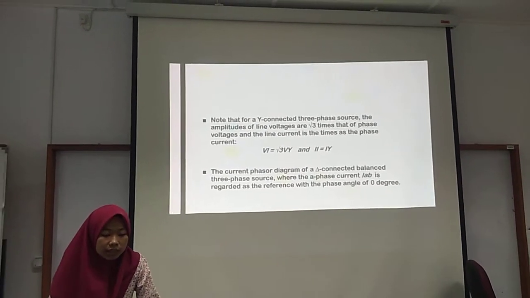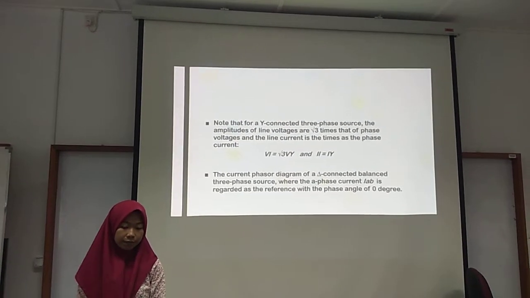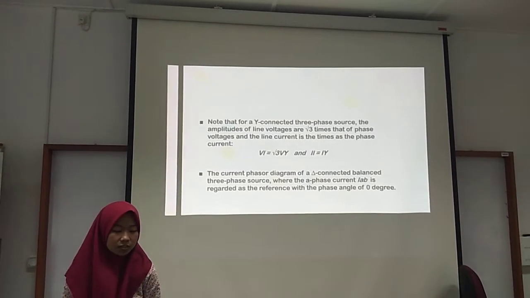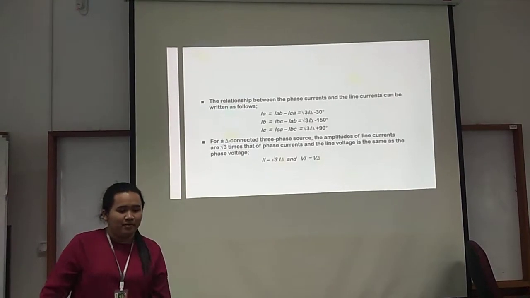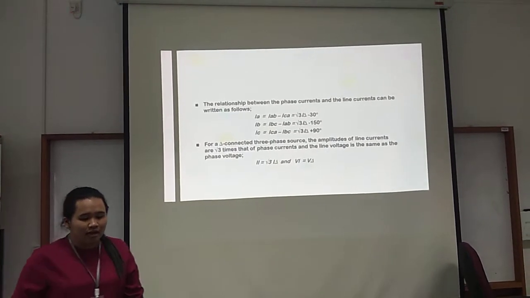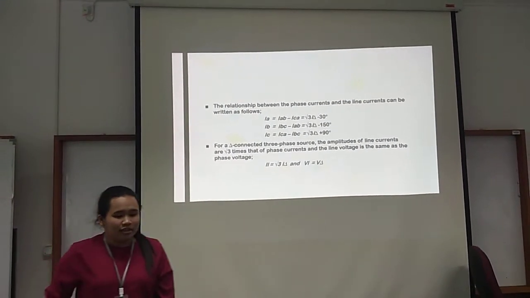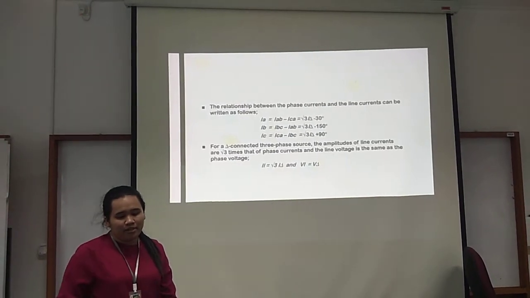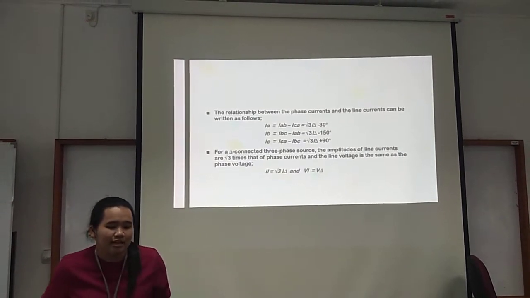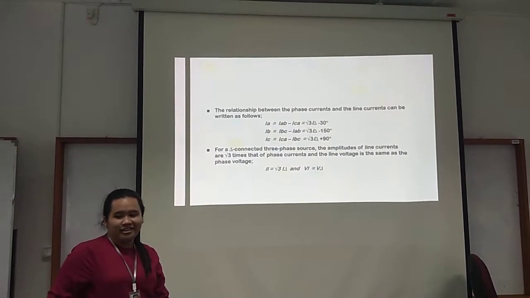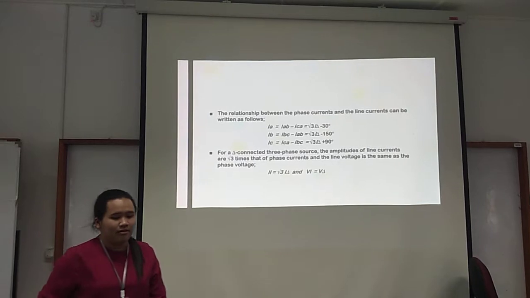The current phasor diagram of a delta-connected balanced three-phase source where the phase current is regarded as the reference with the phase angle of 0 degrees. The relationship between the phase current and the line current can be written as follows. For a delta-connected three-phase source, the amplitude of the line current is √3 times that of the phase current, and the line voltage is the same as the phase voltage.